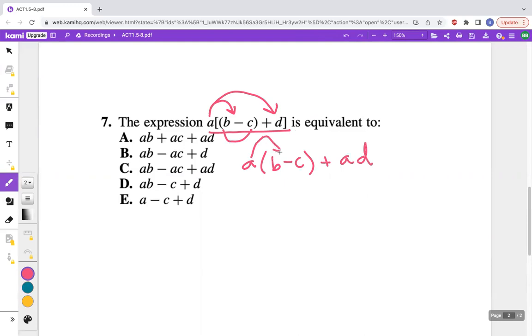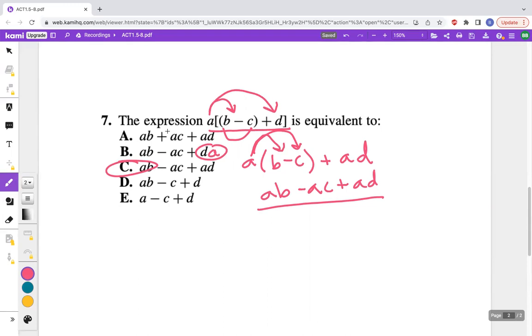And then we can see here we just have to distribute again. So this is going to be AB minus AC plus AD. Nothing can combine because nothing is a like term. So we're going to look for that solution, and it is AB minus AC. Oh yeah, I thought B was the same answer, but it's missing the A here. So my answer choice is C, and I can feel comfortable moving on.